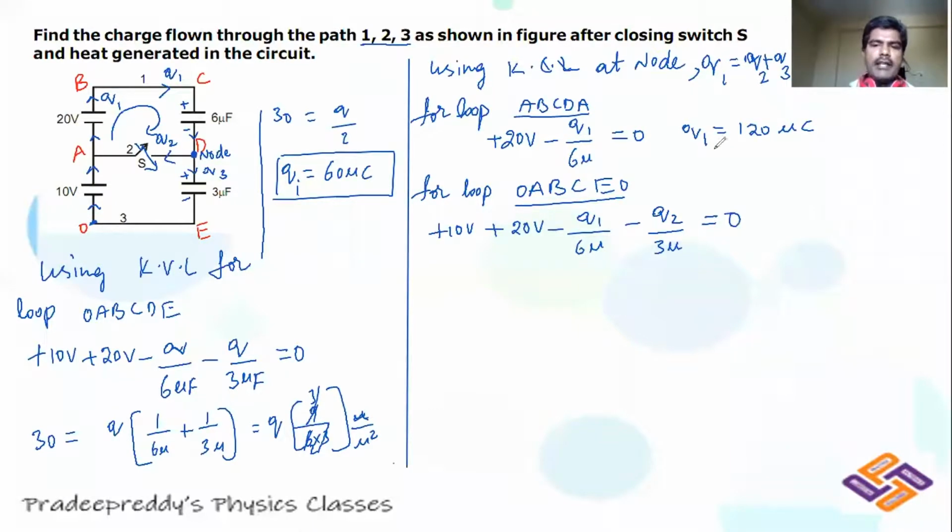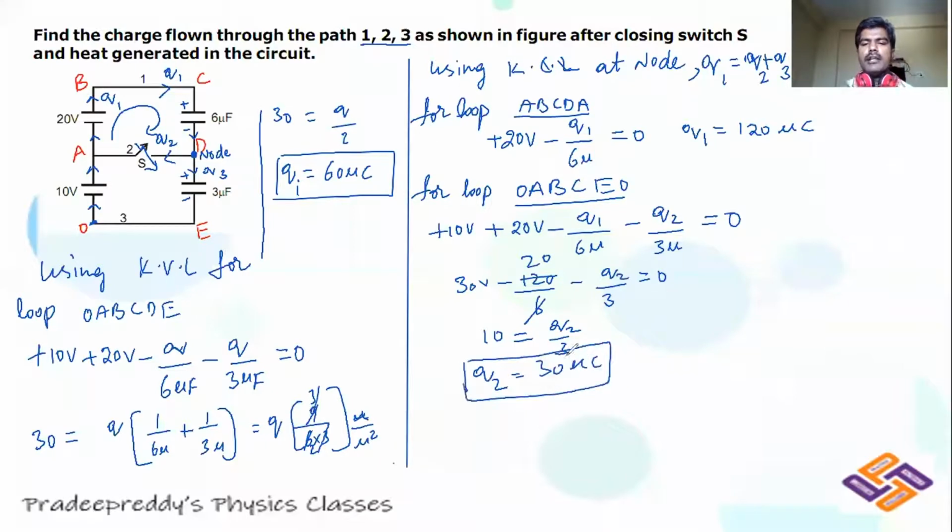Now from this, we have already calculated Q1, it is 120. You can substitute that here so that you will be getting Q2 in this equation. 20 plus 10, it is 30 volt minus 120 divided by 6 minus Q2 divided by 3 is equal to 0. I am leaving this micro. Later, finally, I will be writing Q in microcoulomb. So this is 20. Right? 30 minus 20, it is 10 is equal to Q divided by 3. So Q2, I'm sorry, Q2 is equal to 30 microcoulomb, right?